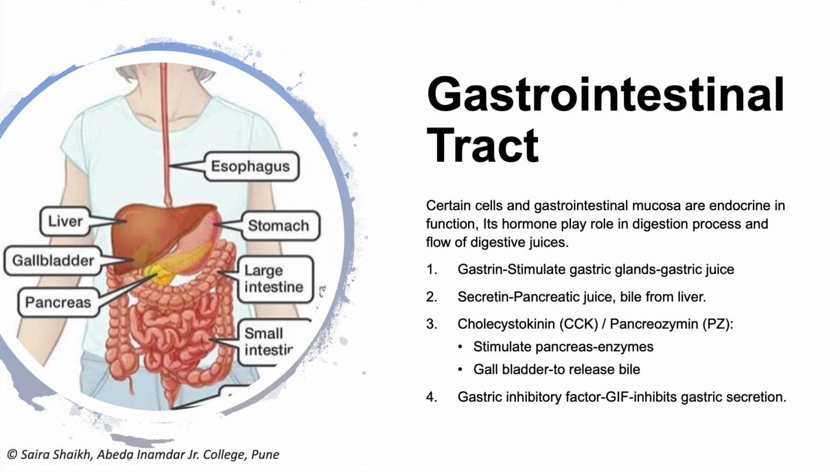The fourth hormone is the gastric inhibitory factor, in short GIF. This inhibitory factor inhibits the secretion of gastrin and secretin. In short, we can say the secretion of gastrin and secretin is under the control of GIF.